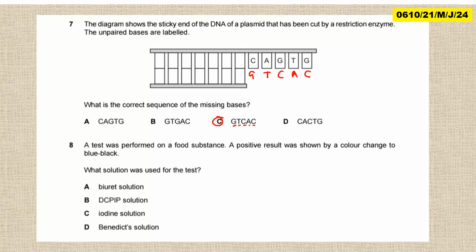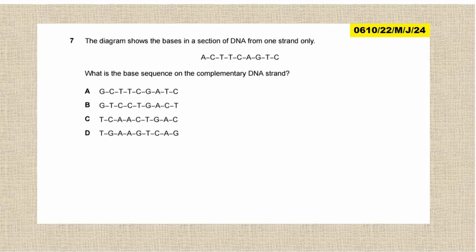Question 8. A test was performed on the food substance. A positive result was shown by the color change to blue-black. Remember, blue-black is starch. Which solution was used to test? So they've not asked what was being tested, but they've asked us for a solution. As I said, you need to make sure that you know the solution. So in this case it is iodine solution. It's the one that is used to test for starch.